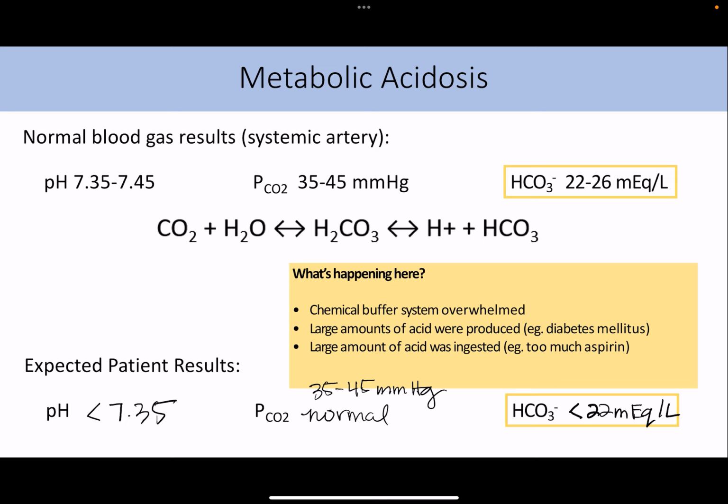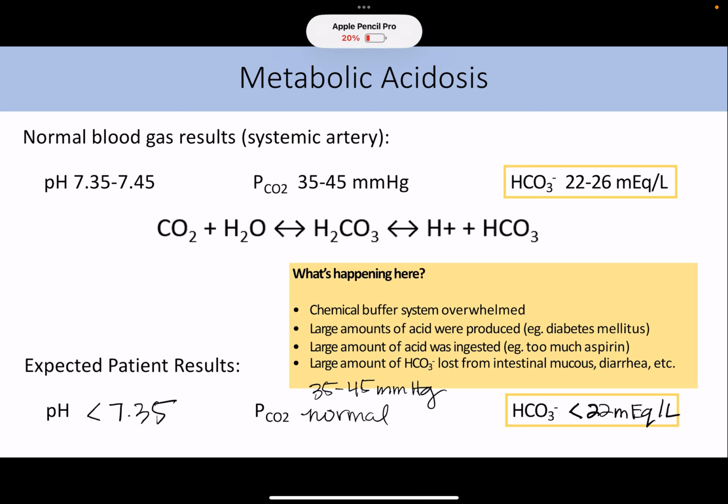Large amounts of acid were ingested, so if you take too much aspirin, that can cause acidosis as well. Or large amounts of bicarbonate were lost from your intestinal mucus, like if you had diarrhea or excessive vomiting, things like that caused you to get rid of a lot of bicarbonate. Those are all possible. One more: lactic acid built up from anaerobic respiration. So all of these things are possible ways to develop metabolic acidosis. Everyone okay with that example?